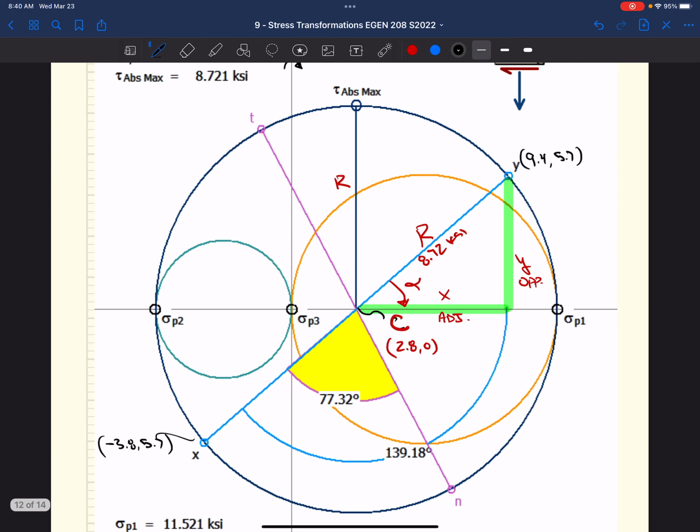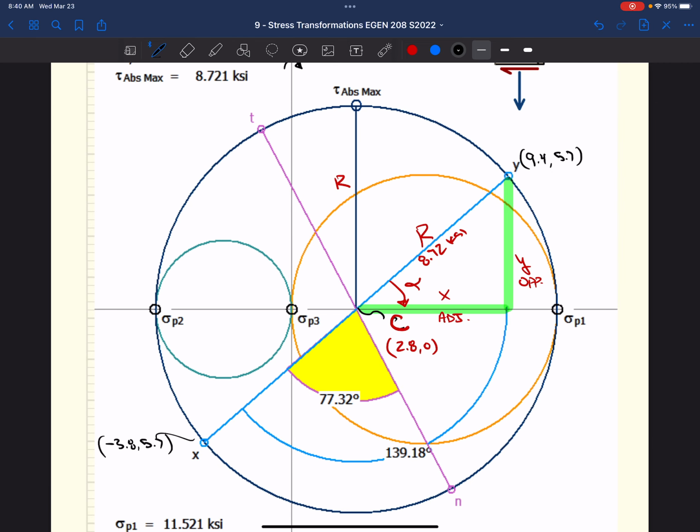We rotated downward. This was our x face, that was our y face. So when we rotate up, right, our x face now becomes sigma 2, our y face now becomes sigma 1, right? So based on the Mohr's circle, we've established the direction. So now if this is sigma 2 on the x face, we're going to get a compressive stress, sigma 1 on the y face, which is 11.52 KSI.